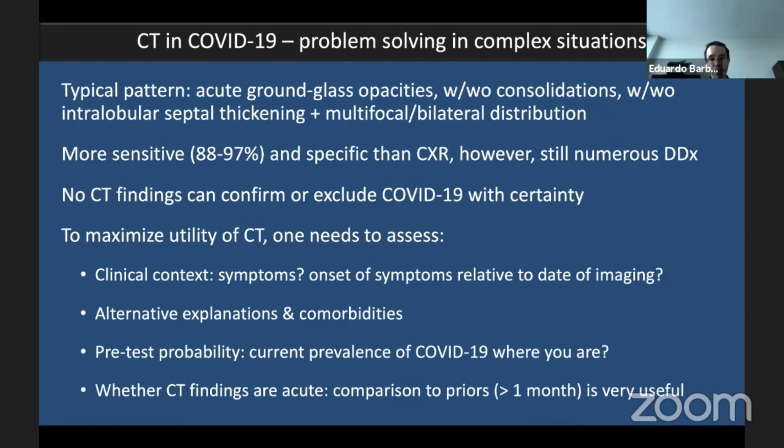It's very important to know the clinical context. So what are the symptoms? What's the date of symptom onset relative to when imaging was obtained? You always have to think about alternative explanations, comorbidities, and the pretest probability, which basically refers to the current prevalence or incidence of COVID-19 where you are. And then you also have to think about whether the findings are acute or chronic. All of those observations should guide any effort to develop artificial intelligence algorithms to look at imaging patterns.